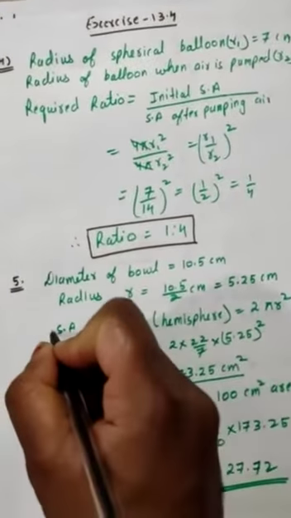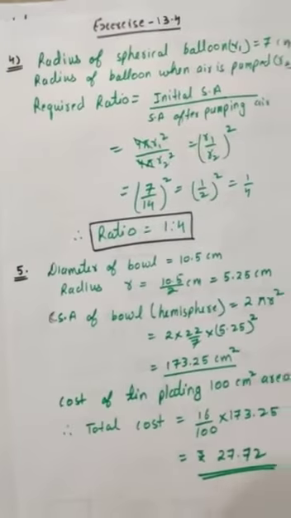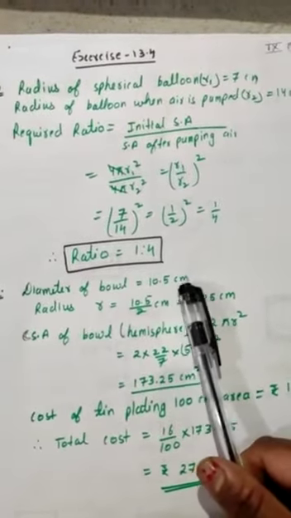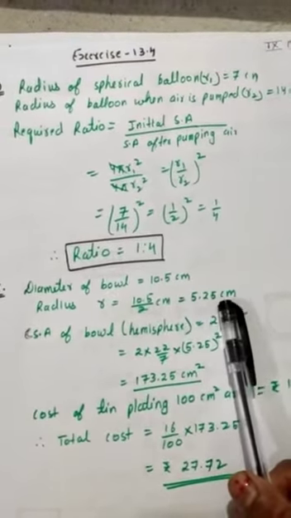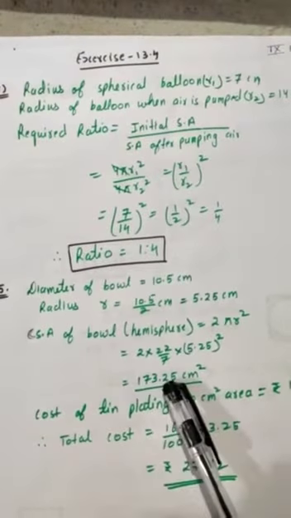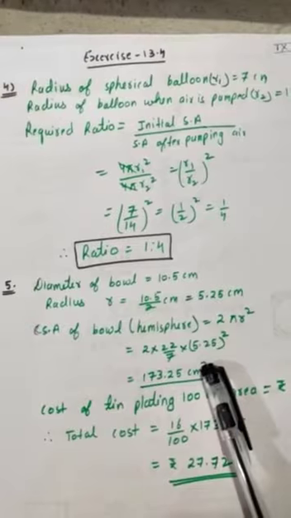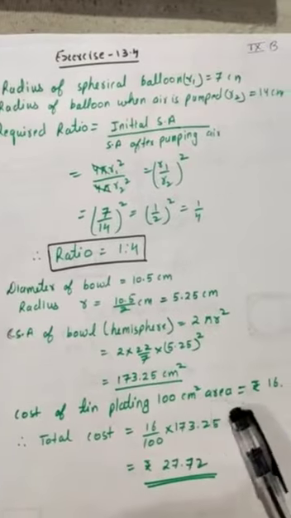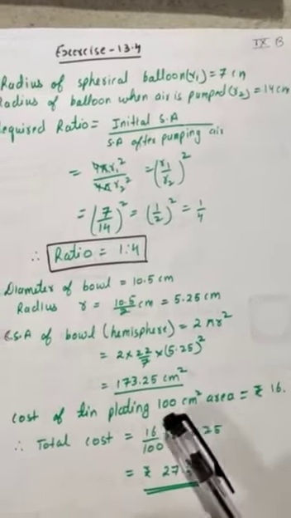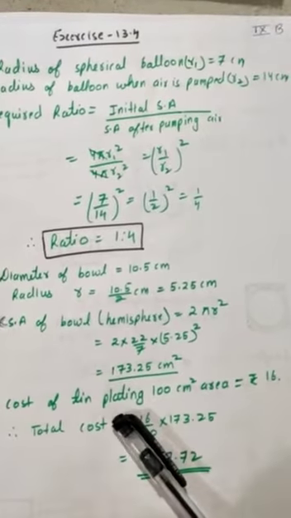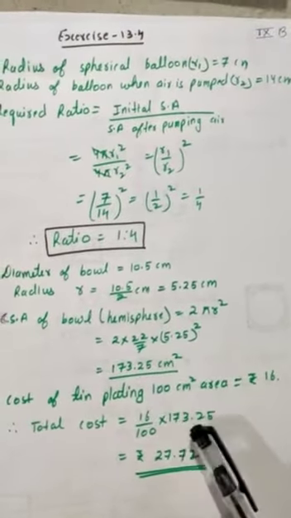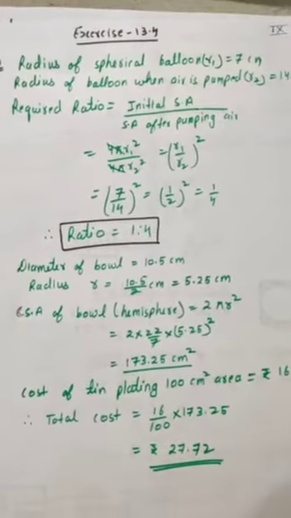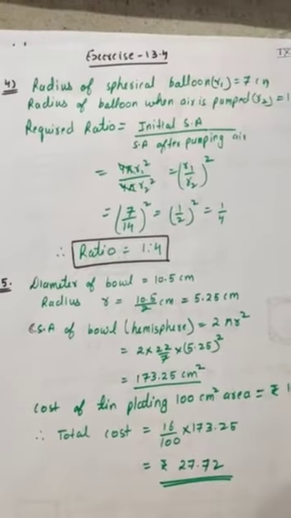So instead of SA you can write here CSA. The surface area of the bowl, which is CSA, will be given by 2 pi r square. R will be 10.5 upon 2, which will give you 5.25. So 173.25 centimeter square will be the CSA of the bowl. Then the cost of tin plating: the cost of 100 centimeter square is 16, so what will be the cost of 1 centimeter square? 16 upon 100. Just multiply it by 173.25. So the total cost of tin plating the bowl will be 27.72.